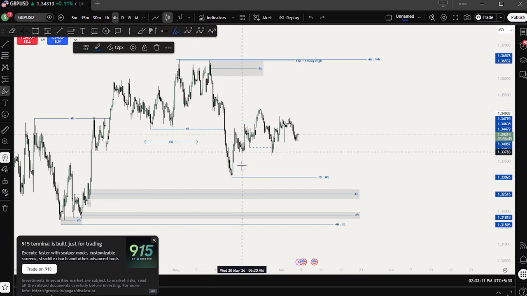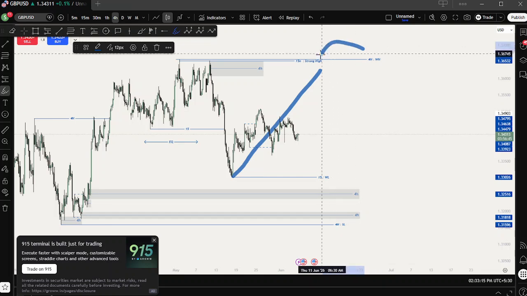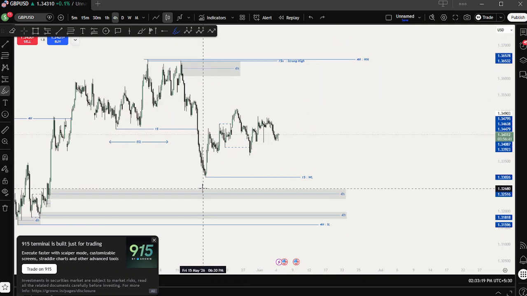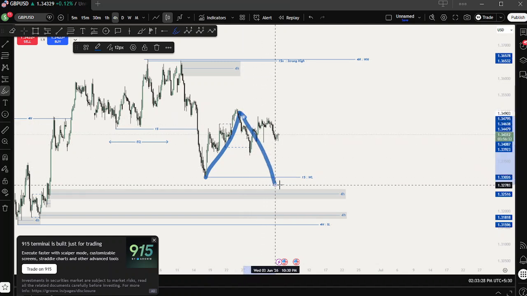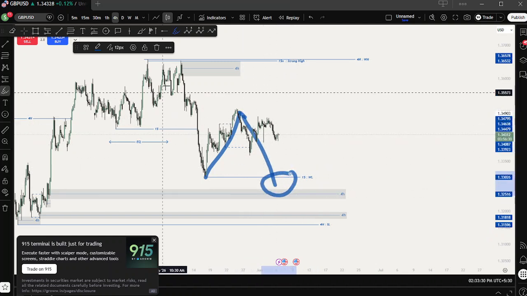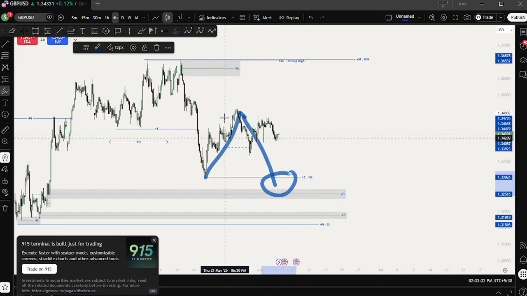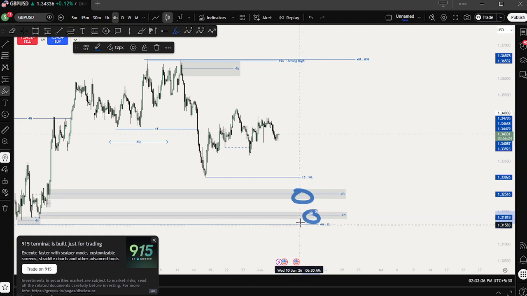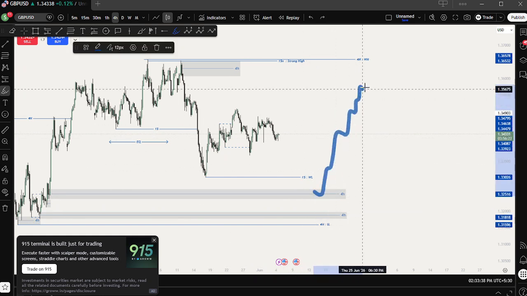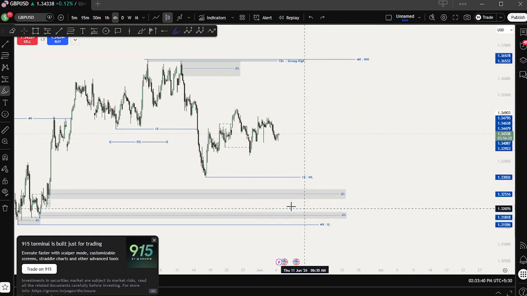So there is a potential that price can break this weak high, but there is every possibility that price can come down and violate this following the 15-minute structure and come down to mitigate these two POIs before giving us that resumption of the underlying trend.